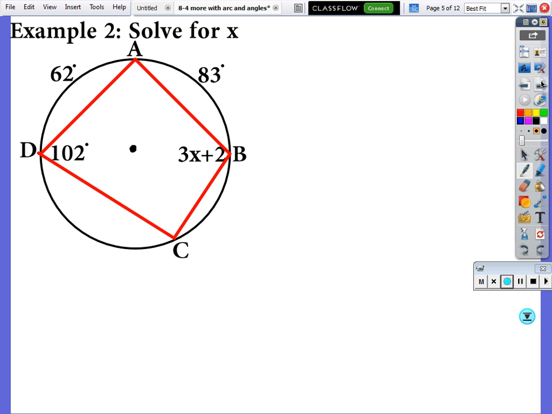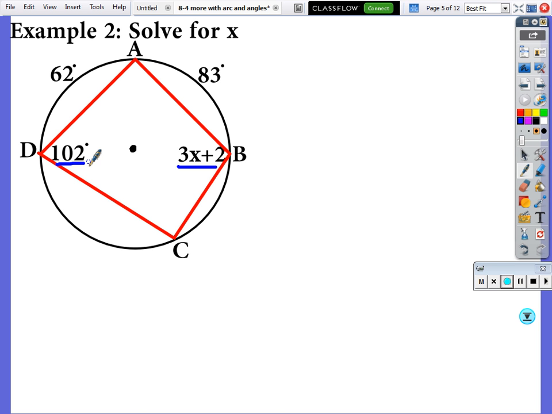First of all, I always look, okay, so I'm solving for x. Well, I have this inscribed angle right here. It's 3x plus 2. Interesting. So we know that that angle is going to be half the intercepted arc, right? Interesting. Okay. We also have this inscribed angle right here. We know it's 102. So we know that this is going to be half its intercepted arc. So 102 is half of this arc, arc ABC. And we have this arc right here, which is 62 degrees. We have this arc is 83.